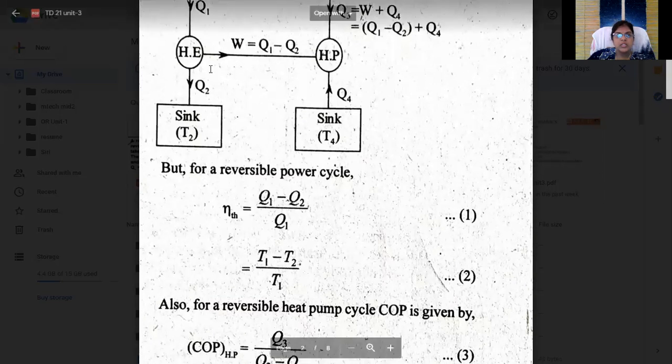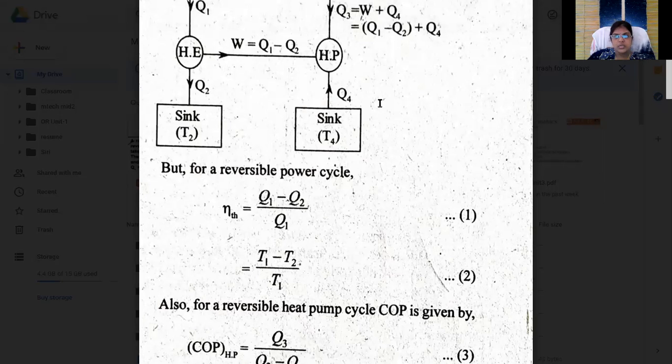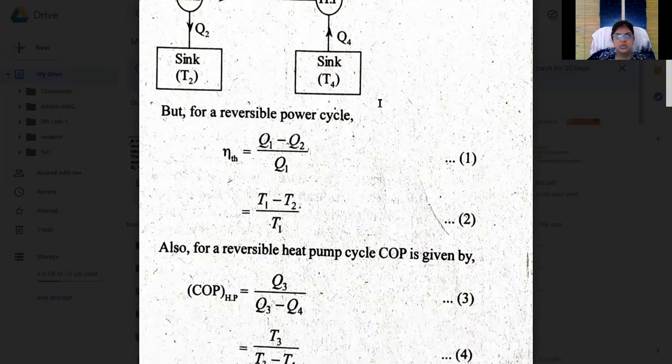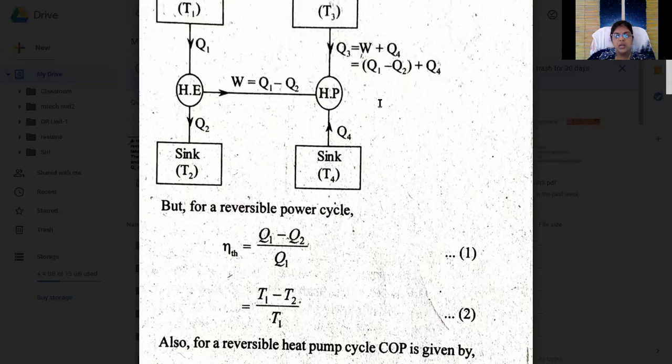Actually, a heat engine has efficiency, and a heat pump has a coefficient of performance. So an engine gets efficiency, and a pump and refrigerator get the coefficient of performance. So what is the coefficient of performance? Actually, it is nothing but the desired effect to work done.